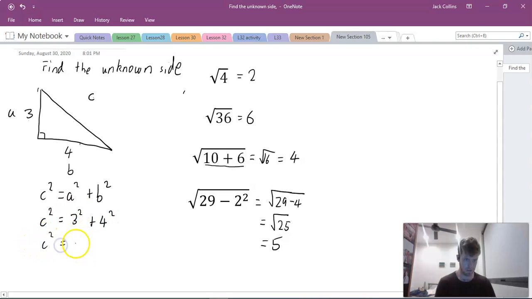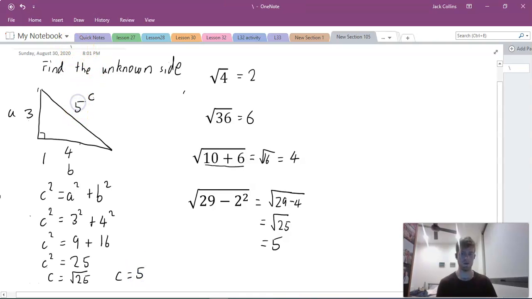So c squared is equal to 3 squared, which is 3 times 3, is 9, plus 4 squared, 4 times 4, is 16. We can add those together. c squared equals 25. If c squared equals 25, that means c would be the square root of 25. If we square root this side, we square root the other side. Do the same to both sides to keep it in balance. So c must be the square root of 25, and the square root of 25 is 5. So that third side must be 5. That is how you can use Pythagoras' theorem to find unknown sides in a triangle.